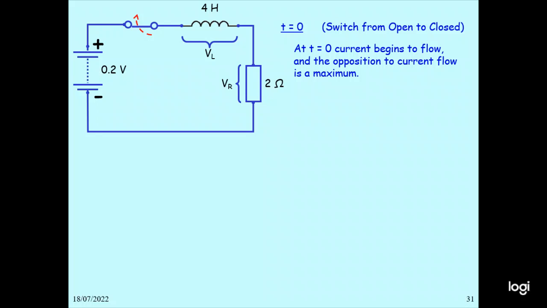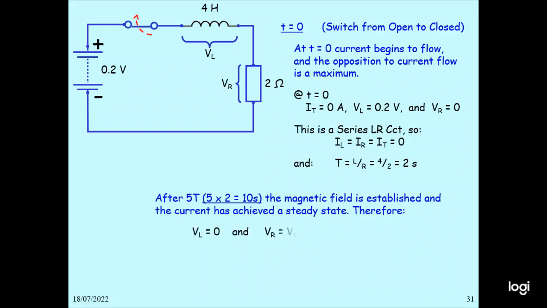So I equal to IR equal to IL equal to 0. Tau equal to L by R, so 4 by 2 equal to 2 seconds. After 5 tau, 5 multiplied by 2, that is 10 seconds, the magnetic field is established and the current has achieved a steady state. Therefore VL equal to 0 and VR equal to Vs equal to 0.2 volt. The maximum current that will flow in the circuit after t equal to 5 tau is IL equal to IR equal to V by R, so 0.2 by 2 equal to 0.1 ampere or 100 milliampere.